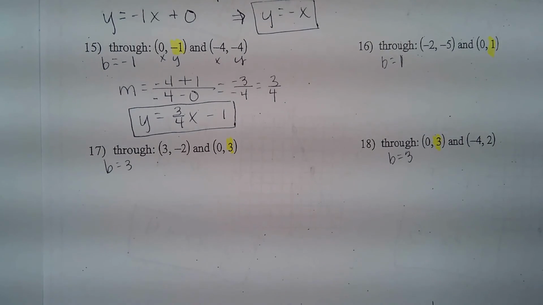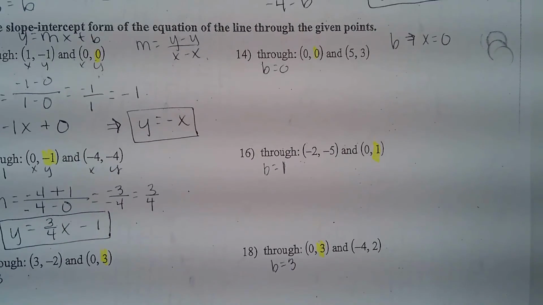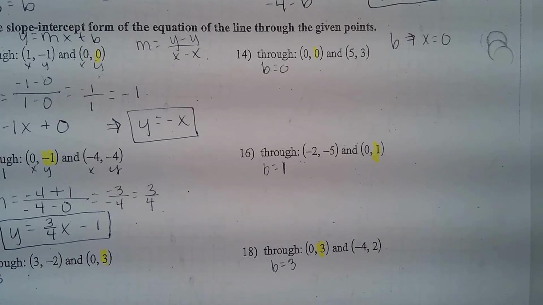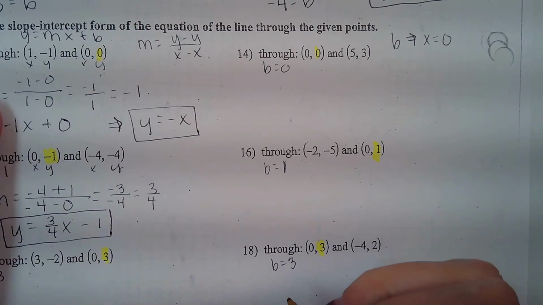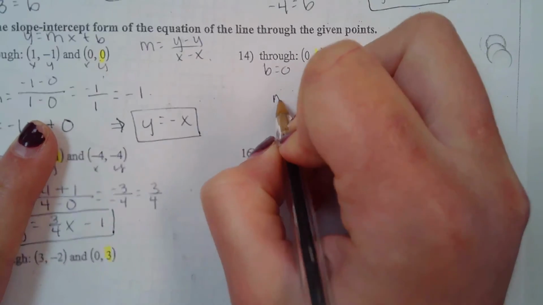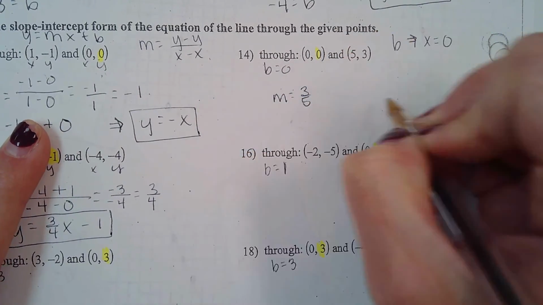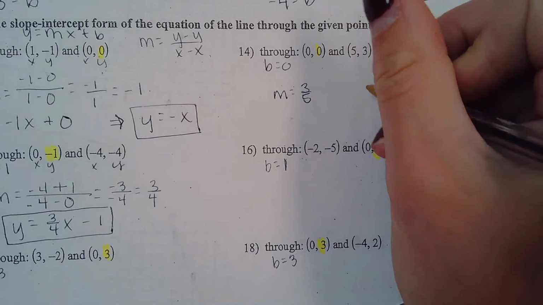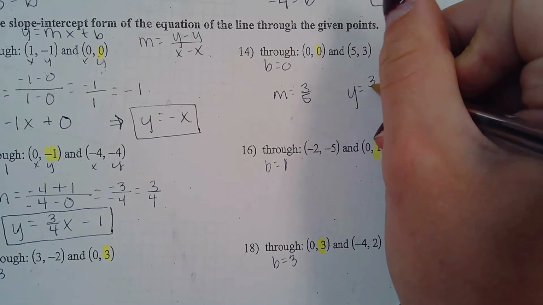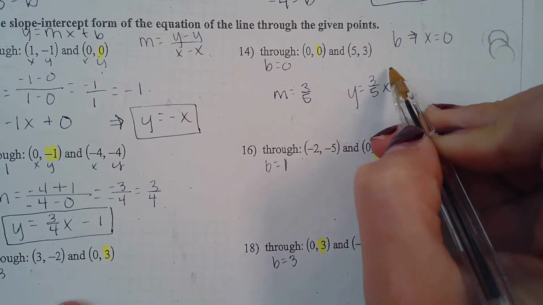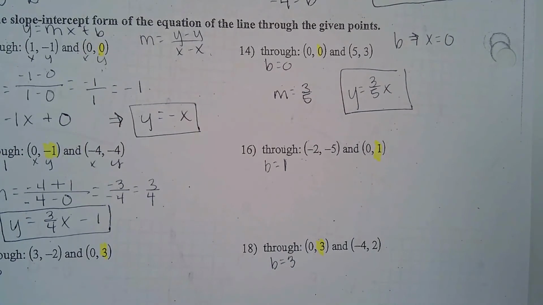So we're gonna go through this quickly because I think most of us are good. For 14, what did we get for the slope? Can we just say what we got, or do we need to work through it? 3/5. Are we okay with that? So how do we write the equation of our line? Are we okay with that? Yes. Questions?